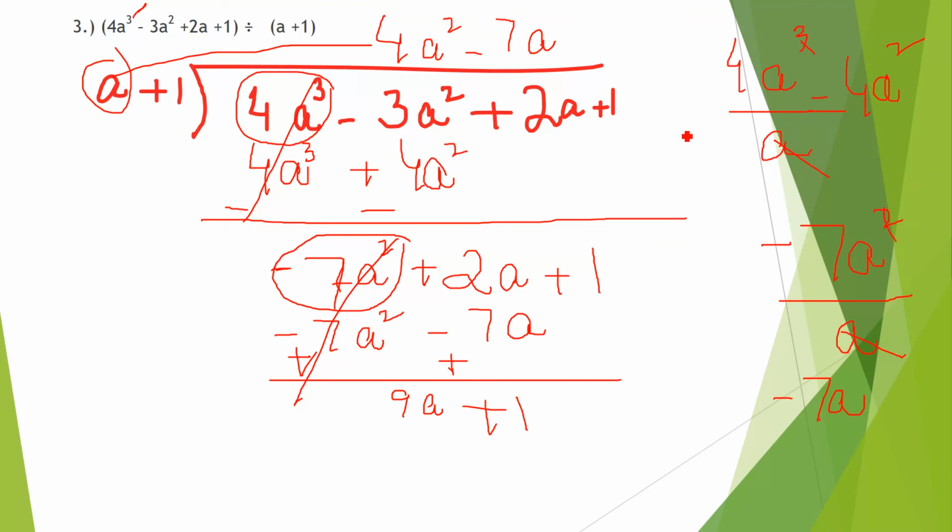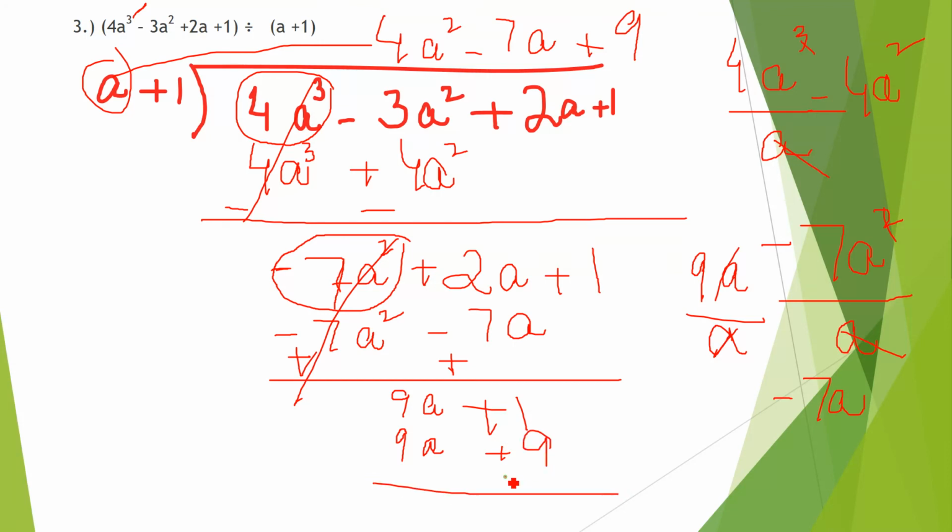Repeat the same step until your question is finished. Now 9a is our first term of the dividend, divided by a. So this a cancels out, only 9 is here in the quotient. What is the second step? Multiply this quotient with this. So it will be 9a plus 9. What is the third step? Change the sign and subtract. It will cancel out, and here minus 8 is remaining. This is your remainder in this question, and this is the answer.